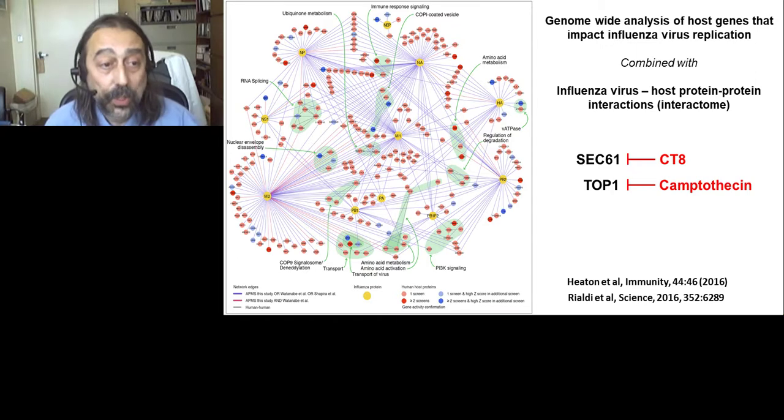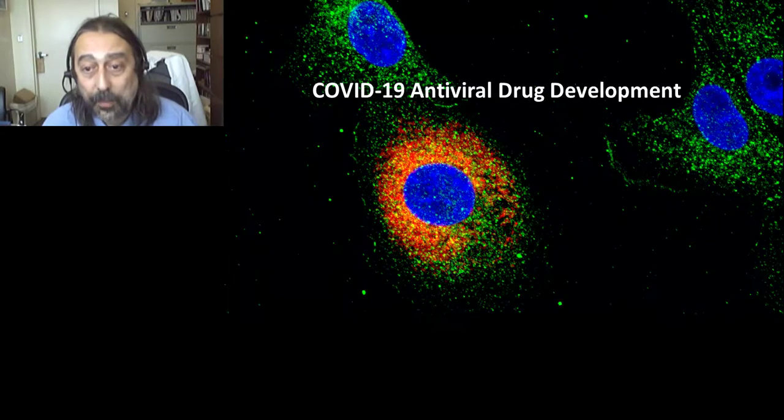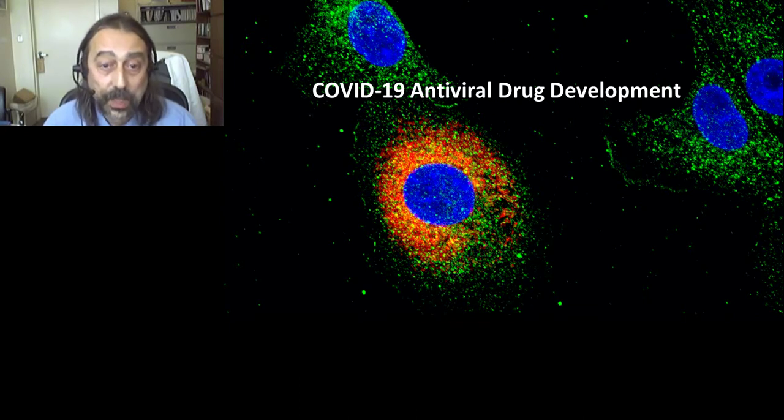So we have been working on that for several years, and then the SARS coronavirus came, the pandemic. And then we basically used the same resources that we were using for influenza and tried to apply them to the search for antivirals against COVID-19, against SARS coronavirus 2.